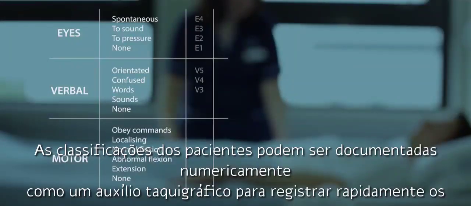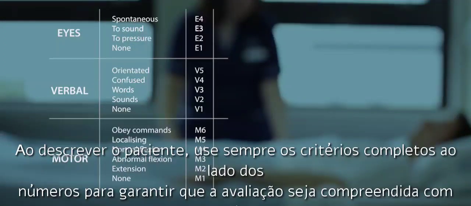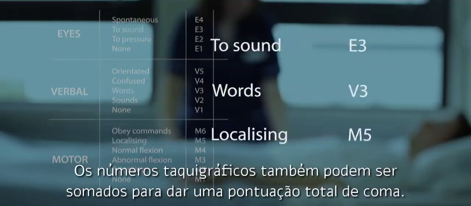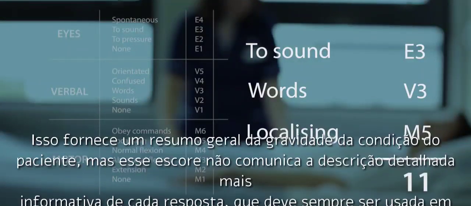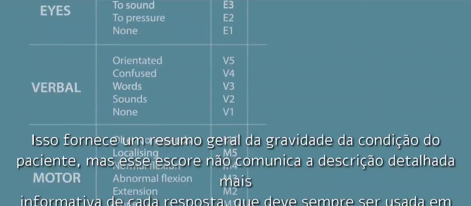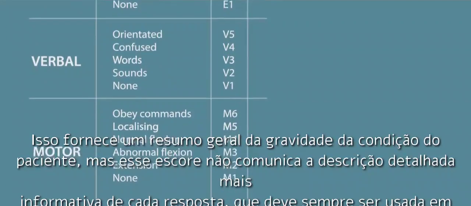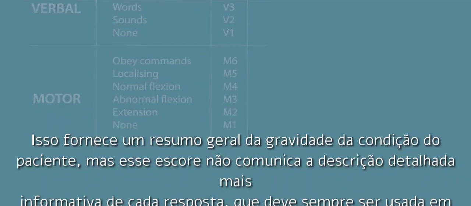Patient ratings can be documented numerically as a shorthand aid to quickly record findings. When describing the patient, always use the full criteria alongside the numbers to ensure that the assessment is accurately understood. The shorthand numbers can also be added together to give a total coma score. This provides an overview summary of the severity of the patient's condition, but this score does not communicate the more informative, detailed description of each response, which should always be used in addition to the score in clinical care of an individual patient.